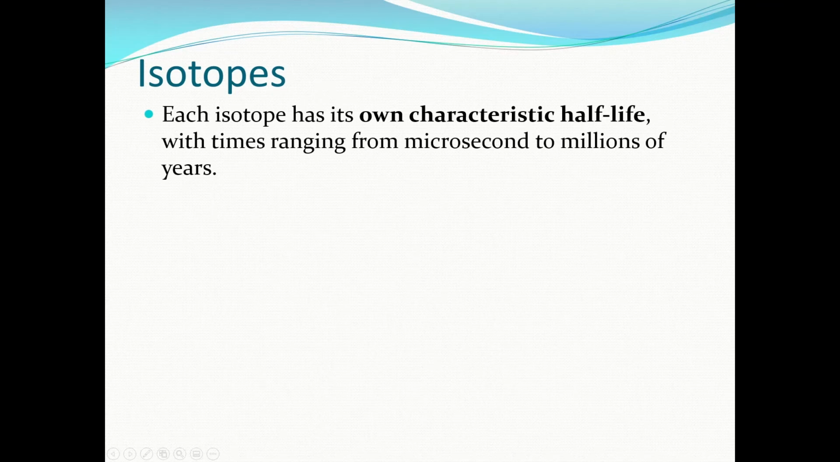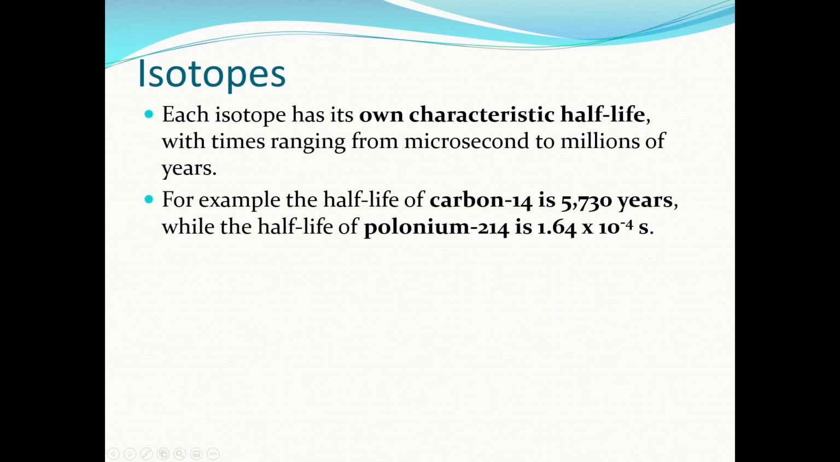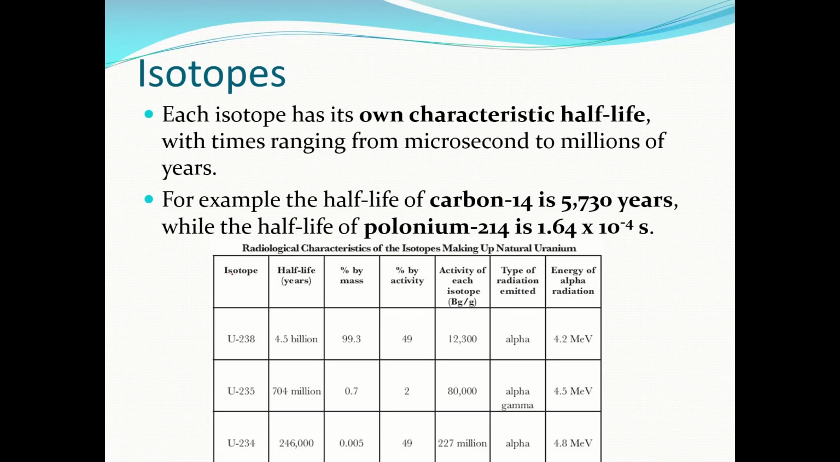So each isotope has its own characteristic half-life. The more stable you are, the longer you last. The less stable you are, the shorter it is, with times ranging from a microsecond to millions of years. So carbon-14, the half-life is 5,730 years. It's a very long time, while polonium is 1.64 times 10 to the negative 4 seconds. So very, very unstable. Carbon-14 is pretty stable. So these are different isotopes. So uranium-238, that's its half-life. Uranium-235, uranium-234. Obviously, this one is the most stable. This one is the least stable, but they still have a really long half-life.